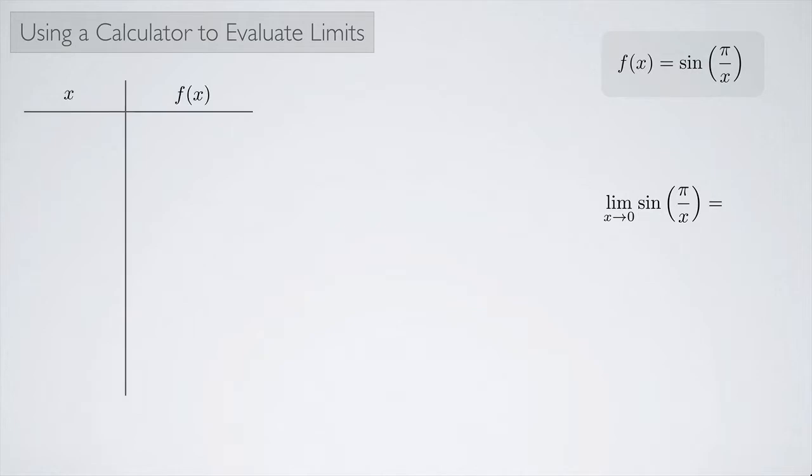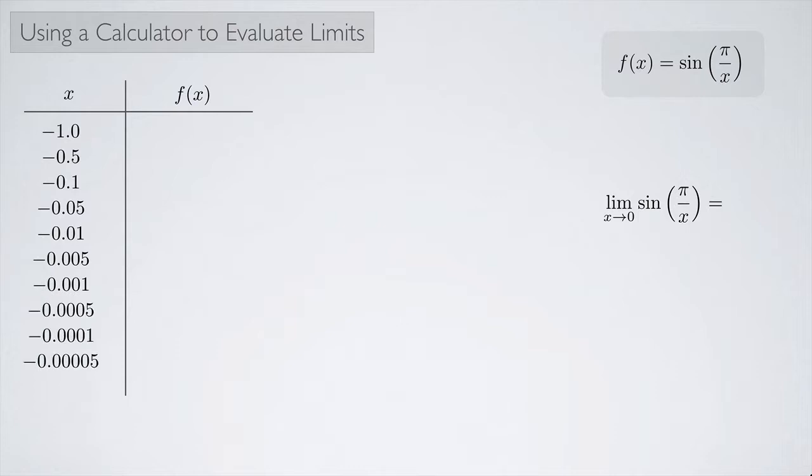Okay, let's try another example. How about f of x equals the sine of pi over x? And rather than starting with a graph, I think I'll start with a table this time. The limit that I want to look at is the limit as x approaches 0 of the sine of pi over x. I'm going to look at values of x and f of x coming from the left first. So these are my values, and I'm going to get closer and closer to 0 from the left.